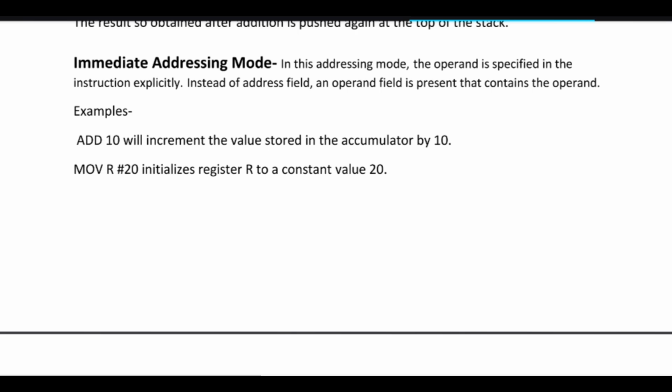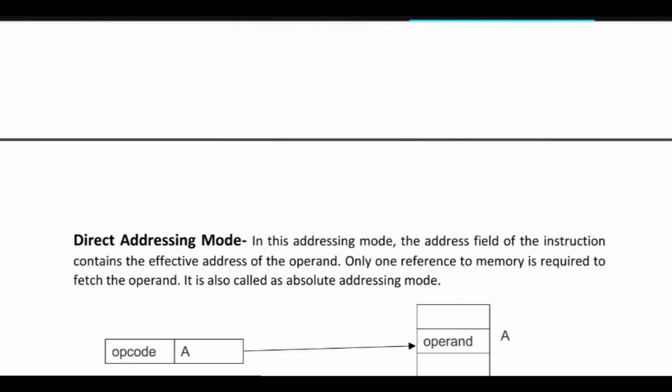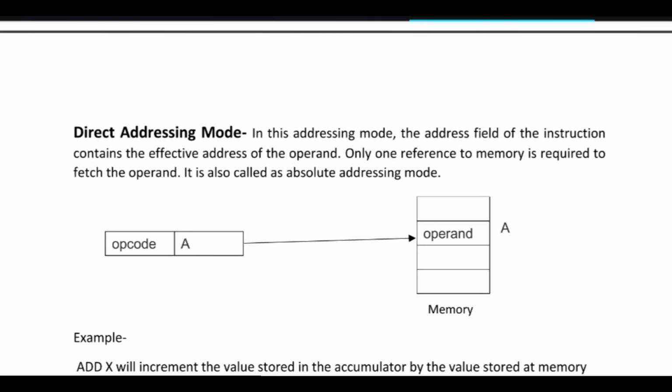Then let's go to direct addressing mode. In direct addressing mode, you have to understand that direct addressing means the operand address is given in the instruction. Before this, in immediate addressing, the operand value is itself given in the instruction, but in direct addressing, the operand's memory location is given in the instruction.